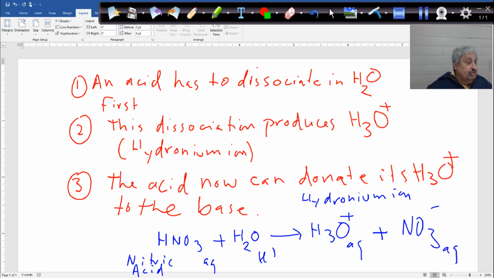So it looks like this is acting like an acid. This is acting like a base. The H2O is acting like a base. This is acting like an acid. Okay, guys? So with this in mind, we can strike.